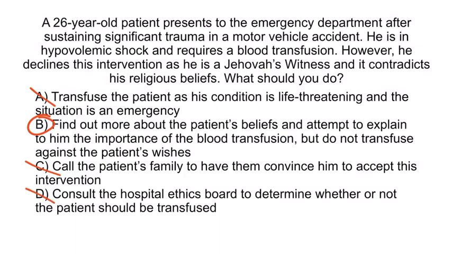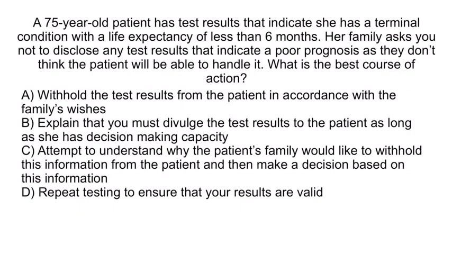Okay, let's do another question. A 75-year-old patient has test results that indicate she has a terminal condition with a life expectancy of less than 6 months. Her family asks you not to disclose any test results that indicate a poor prognosis, as they don't think the patient will be able to handle it. What is the best course of action?